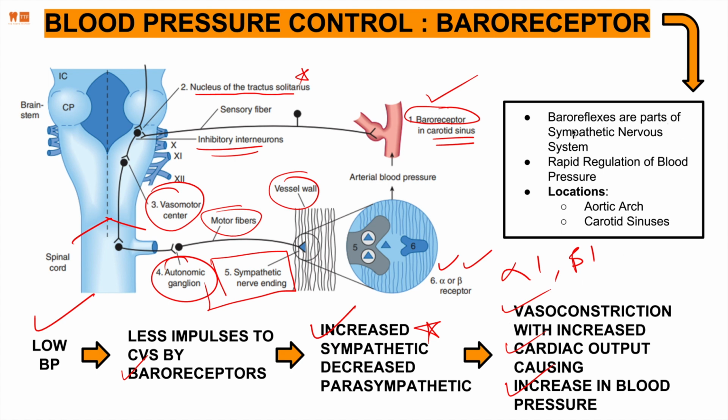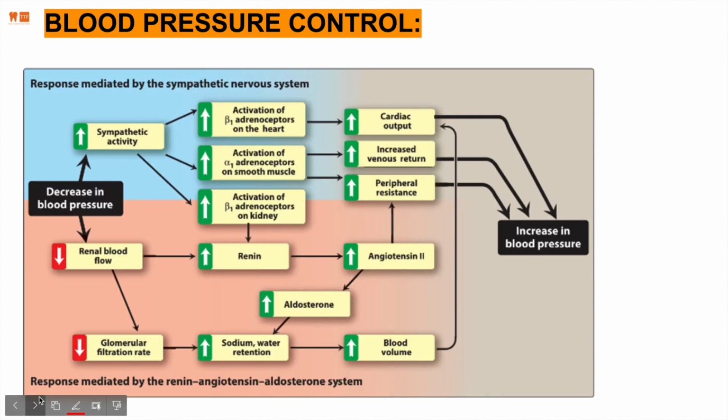Baroreflexes are part of the sympathetic nervous system. They provide rapid regulation of blood pressure, whereas the RAS and the kidney provide long-term regulation of blood pressure. The locations are the aortic arch in the heart, and the carotid sinuses in the blood vessel. Okay, so the body has a lot of mechanisms set in place.